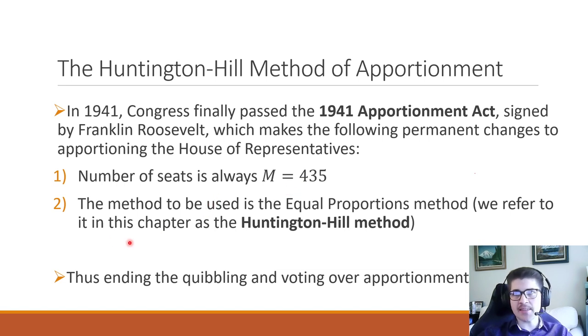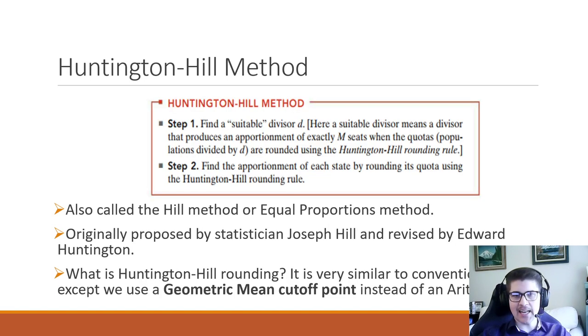And number two is that the method to be used is called the equal proportions method, or the Huntington-Hill method, as our book refers to it, due to the statisticians who invented or proved its value, which is very similar to Webster's method in most ways. And we're going to get into how this works. Basically, it ended all the quibbling and changes to the systems that had been a historical problem of apportionment, and kind of put a nail in the coffin of that issue.